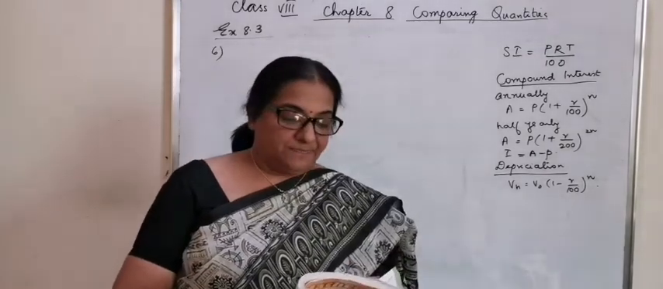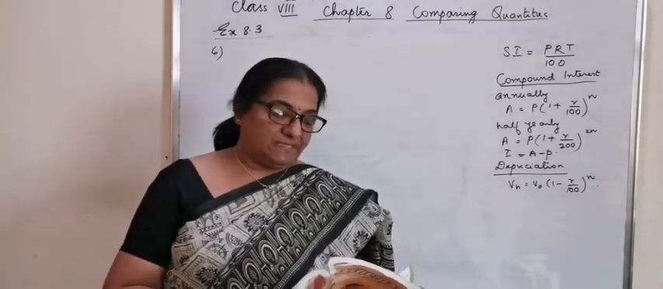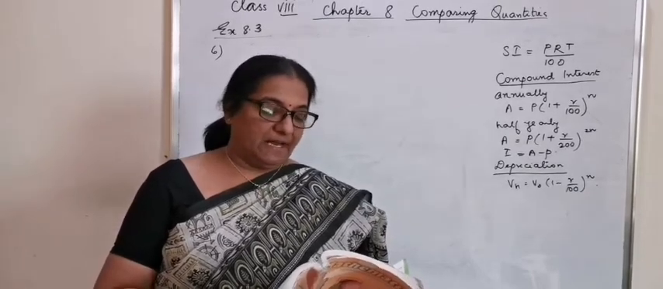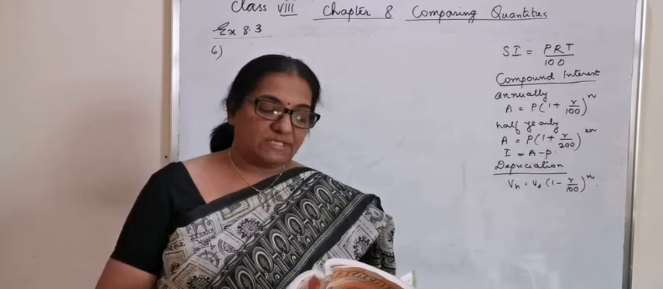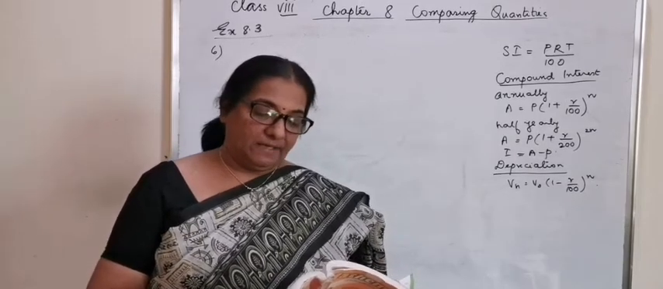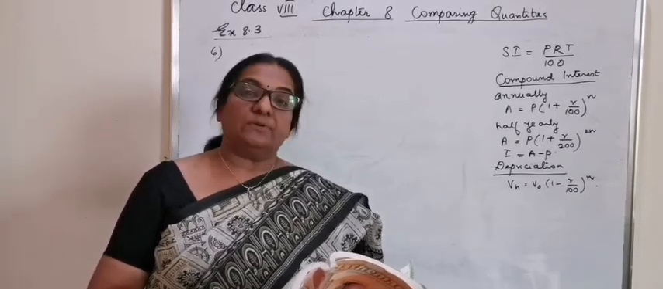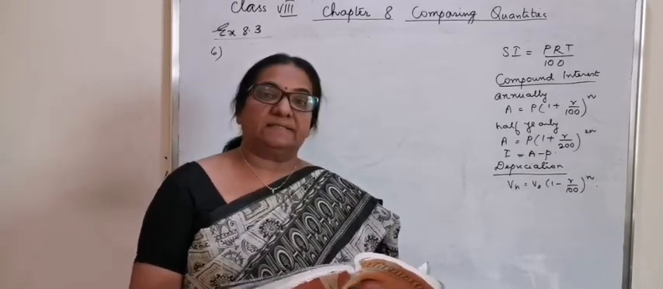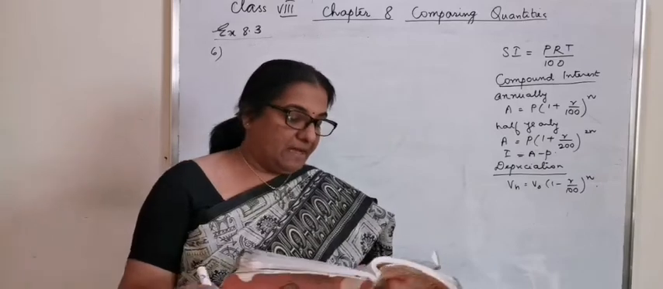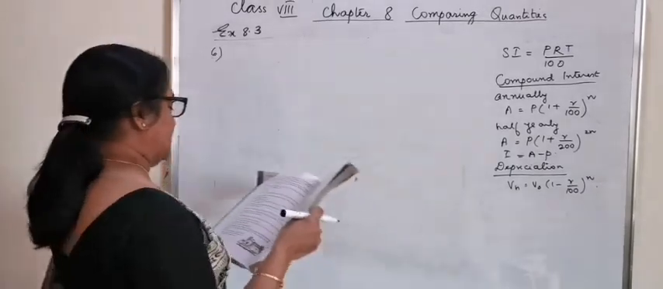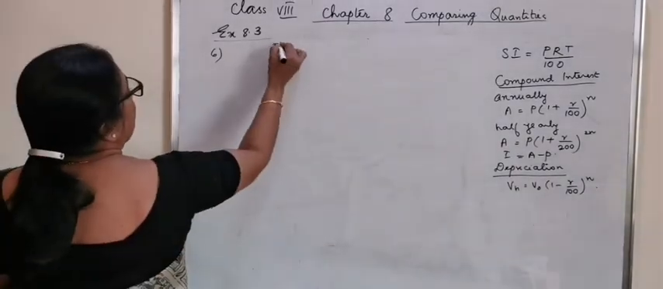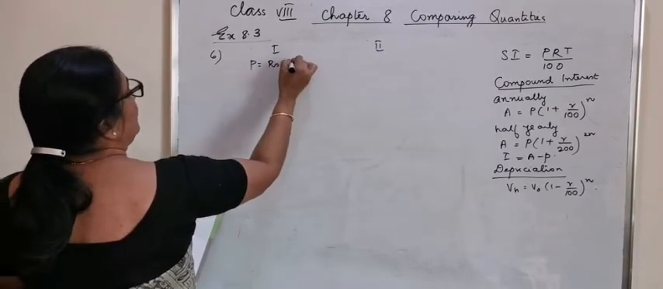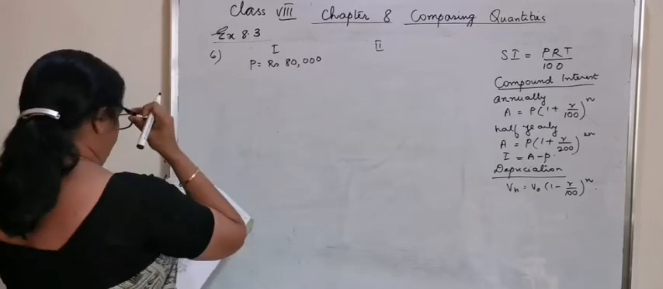Question number 6. Arif took a loan of rupees 80,000 from a bank. If the rate of interest is 10% per annum, find the difference in amounts he would be paying after 1.5 years if the interest is compounded annually and it is compounded half yearly. It's a direct sum which can be expected for the exam. Arif took a loan of rupees 80,000. Principal is equal to rupees 80,000 from a bank.